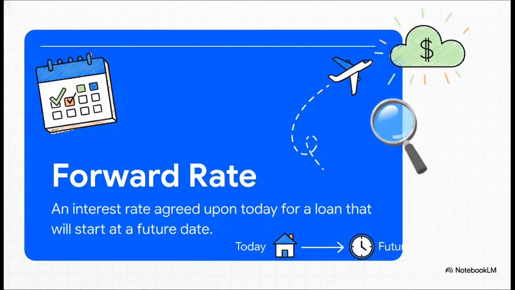And then there's the other piece of the puzzle, the forward rate. Now, this one's a little more of a head-scratcher. It's an interest rate you agree on today for a loan that won't even start until sometime in the future. It's kind of like agreeing on a price for a hotel room for your vacation next year, but you lock in the rate right now.